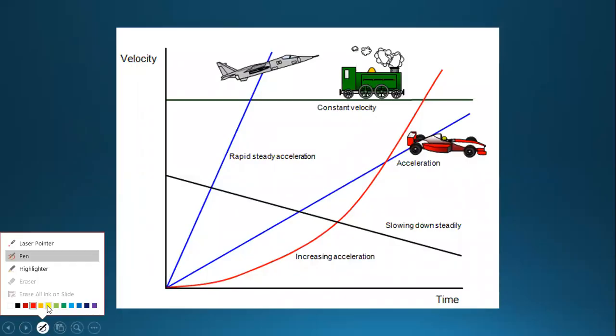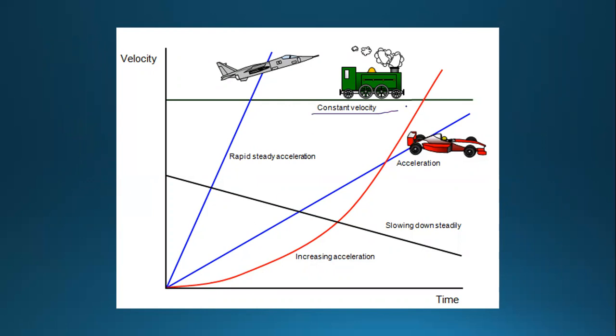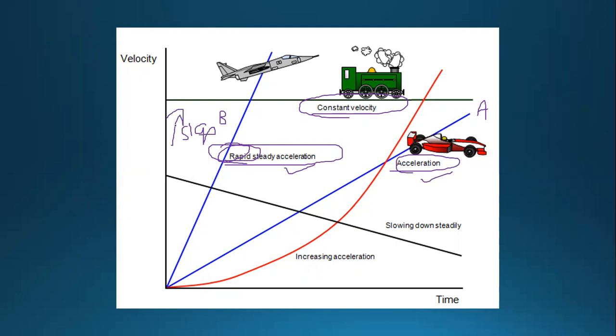ये आपके पास एक और diagram दी हुई है in which you can see all of these together. जैसे कि we have constant velocity, straight line. We have a rapid steady acceleration. We have only acceleration. Now look at this, A and B. What's the difference? This is also acceleration, this is also acceleration, but this is rapid. इसकी ज़्यादा slope है, इसकी जो slope है or the gradient, that is more.